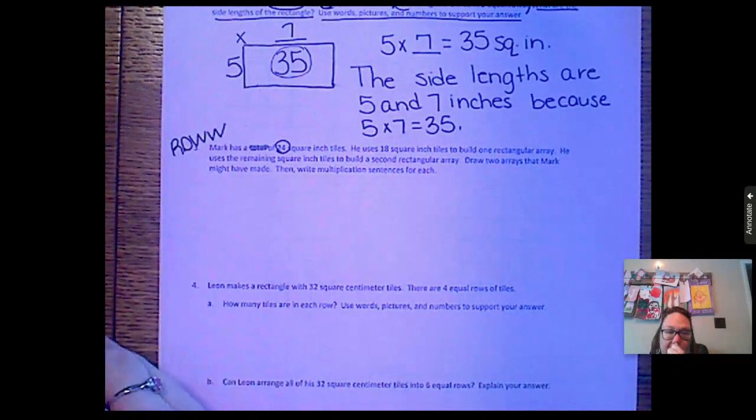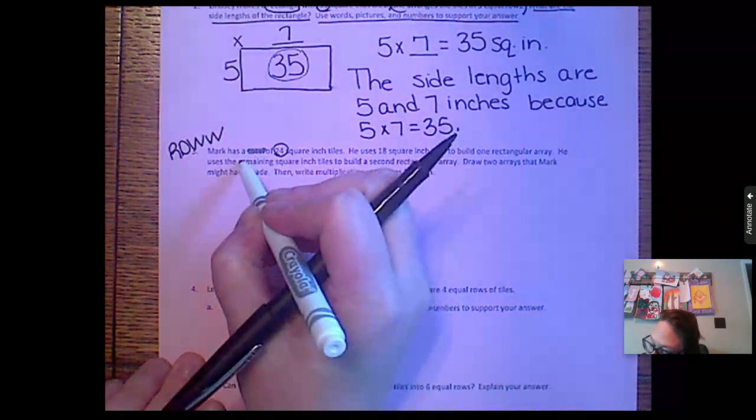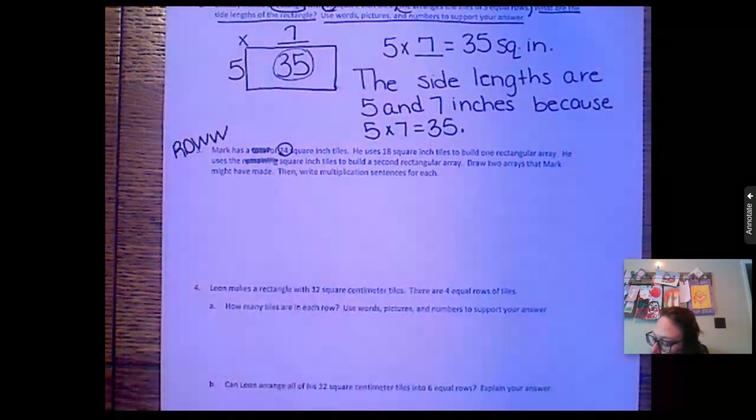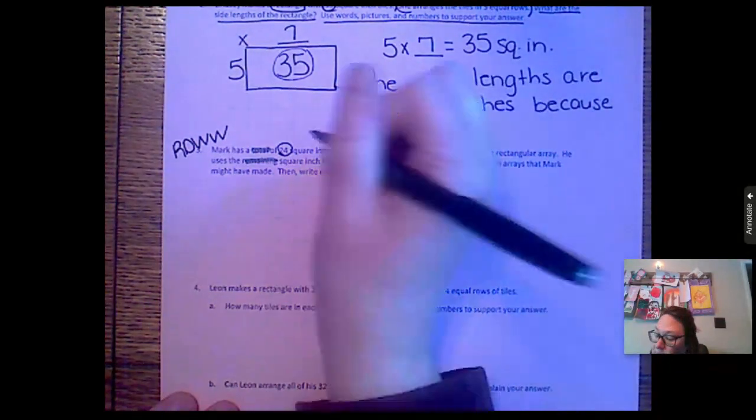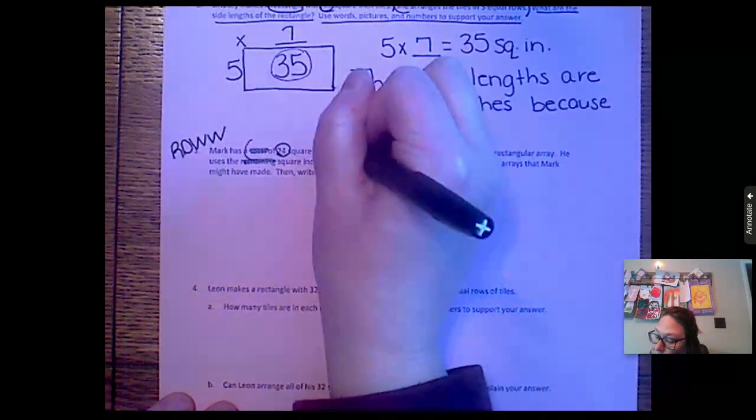Okay, he uses 18 square inch tiles to build one rectangular array. He uses the remaining square inch tiles to build a second rectangular array. Okay, so remaining is also a clue word because it kind of tells us that if it's remaining, it's what's left over. And left is a clue word to do what? To subtract, right?